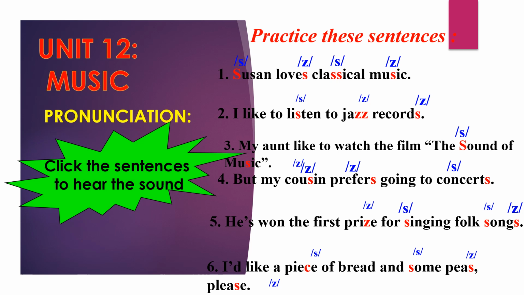Number 4. But my cousin prefers going to concerts. He's won the first prize for singing folk songs. Number 5 again. He's won the first prize for singing folk songs. Okay, the last. I'd like a piece of bread and some peas, please. Very good. You can practice many times at home.